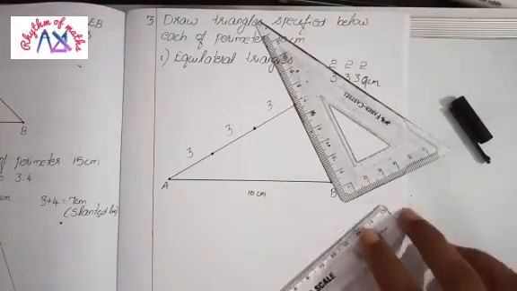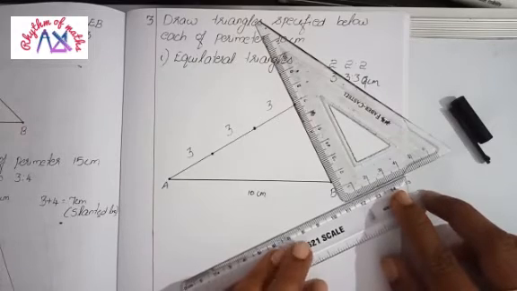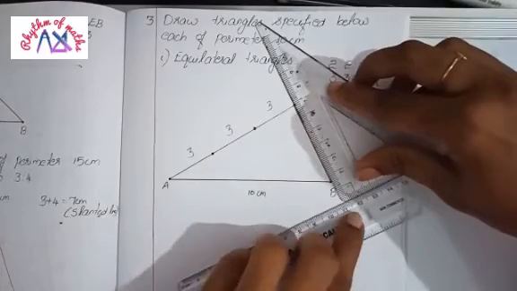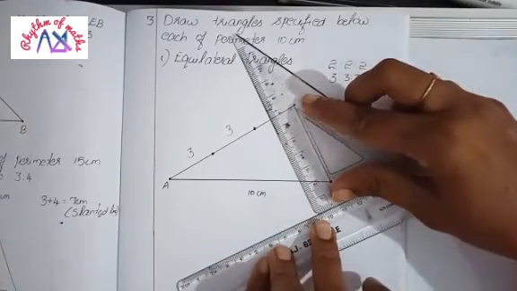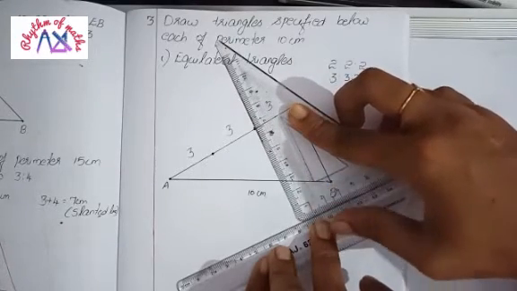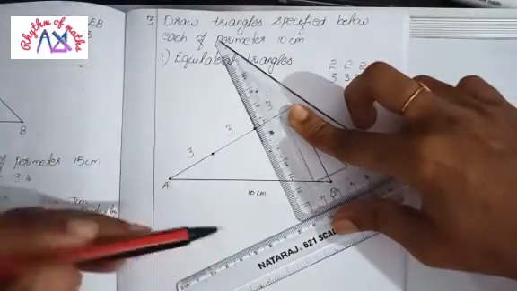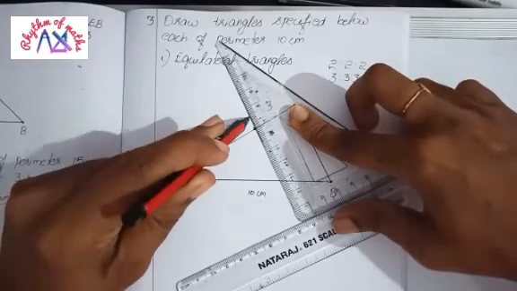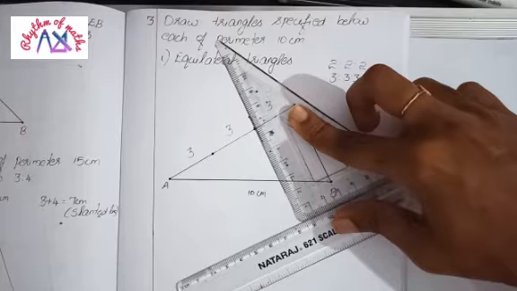Then in the next perpendicular side, keep the scale. Okay, keep the scale like this. Then hold the scale tightly. Then move the set square up to the first point here. Okay, then there you have to draw one line. Without removing your hand, you have to draw one line here. Okay, so first parallel line.